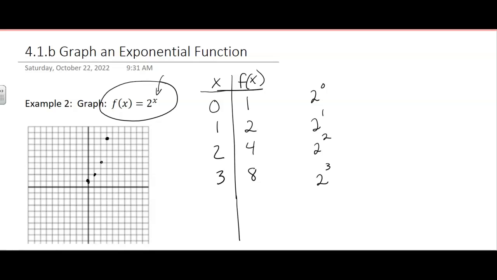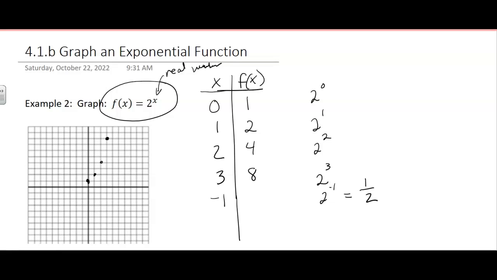But remember, x is any real number. What happens if x is negative? So what if I had a negative 1? Well, what's 2 to the negative 1? Again, you have to remember your exponent rules, so go back and review exponent rules. But a negative exponent is 1 over 2.